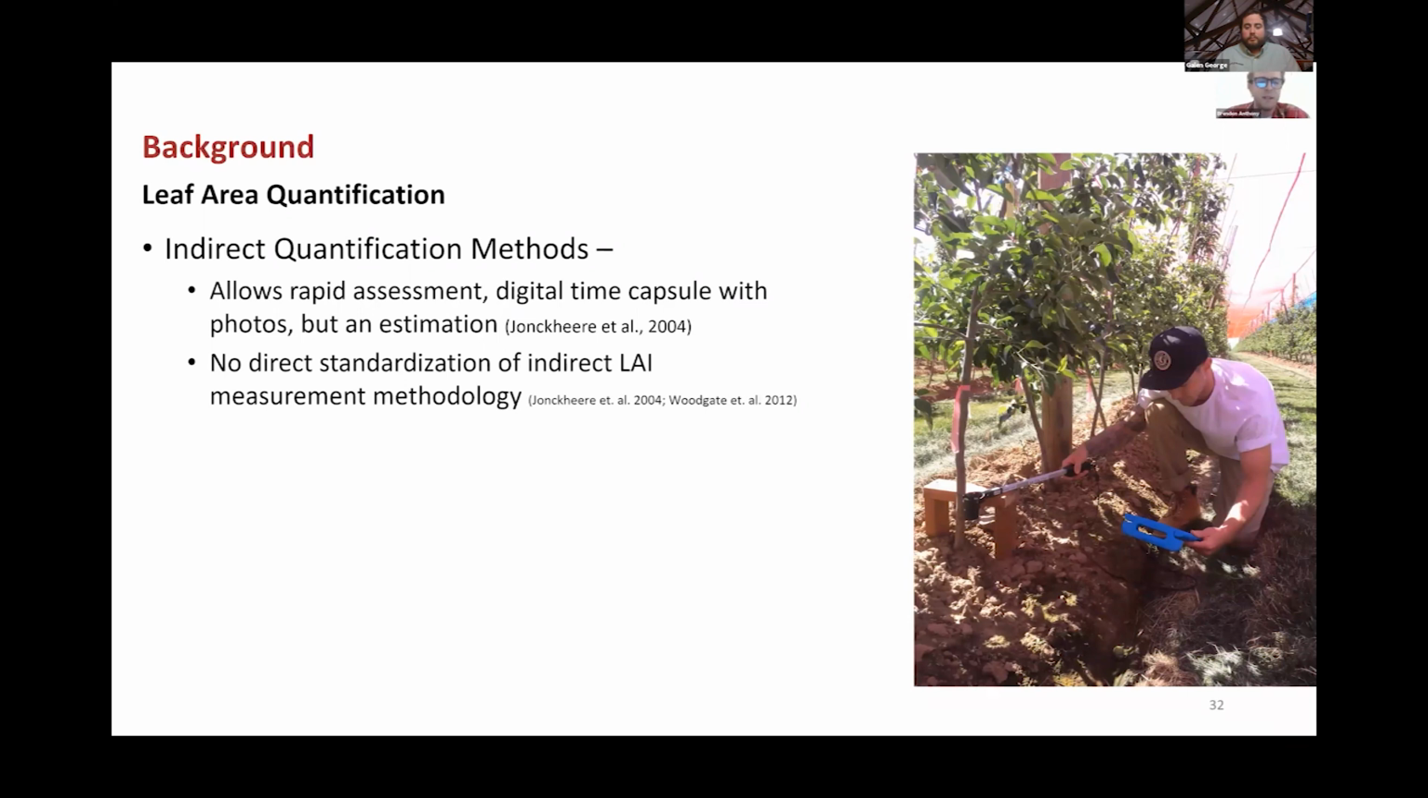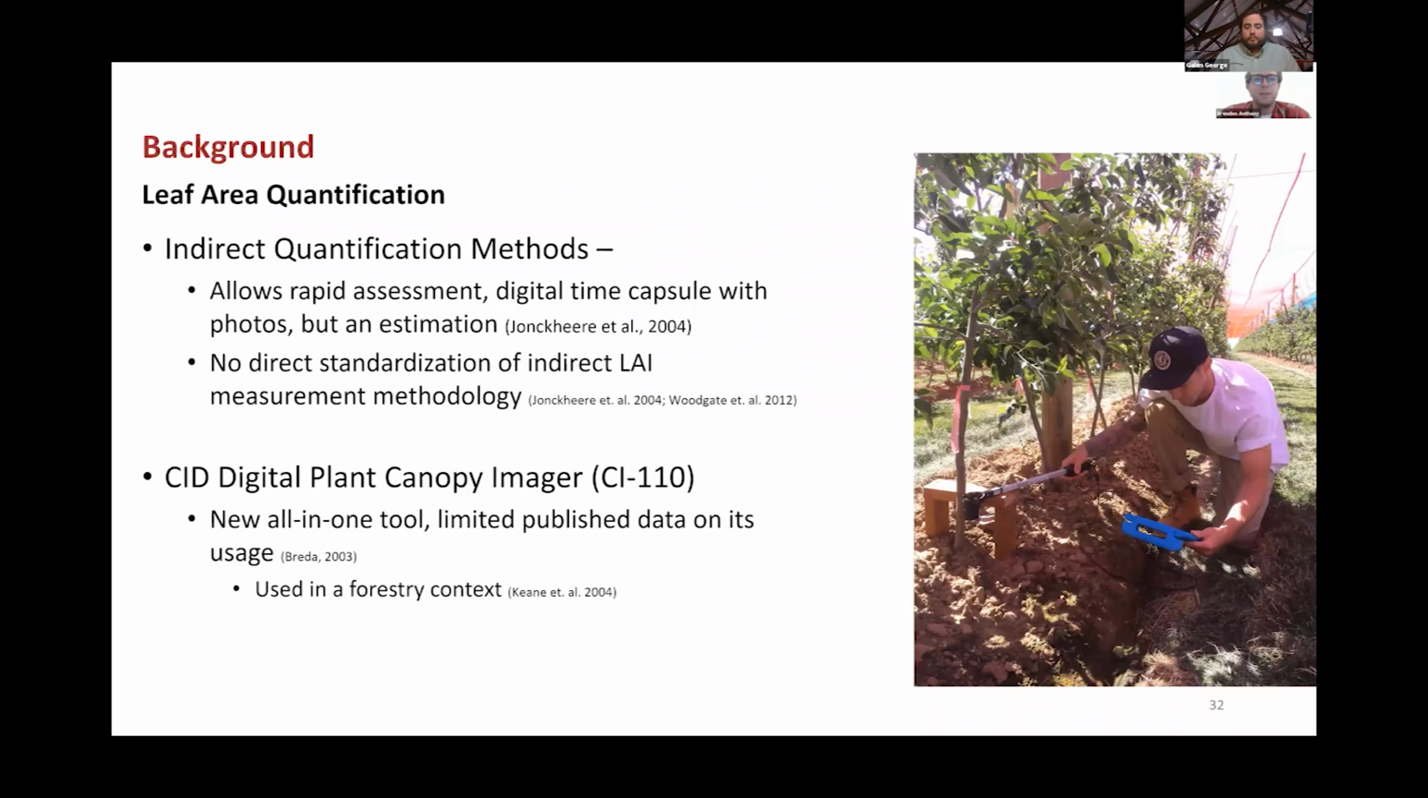So there's really no direct standardization in terms of indirect leaf area index measurement methodology. This has been reviewed in a lot of different review papers, but it doesn't seem to be a consensus. With a lot of the tools, you have to take the photo with a camera and then use different software. So really the huge advantage of this tool is this all-in-one package where you can instantly get your leaf area index in the field on the same tool with the screen and the imager.